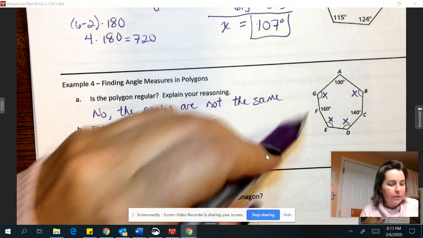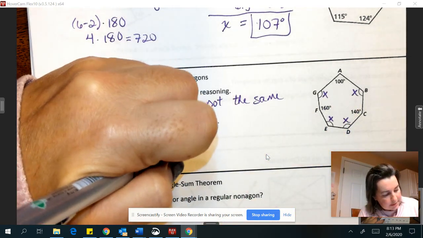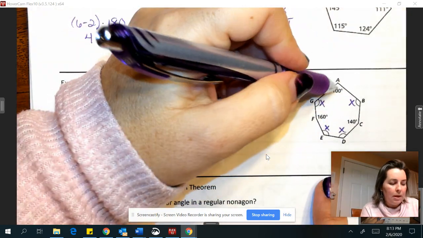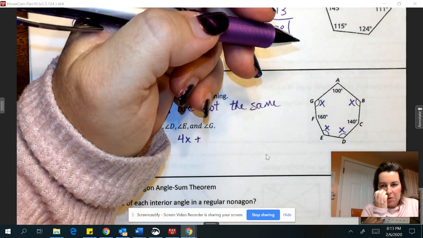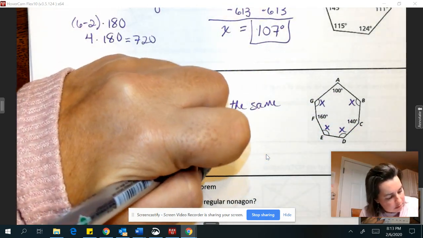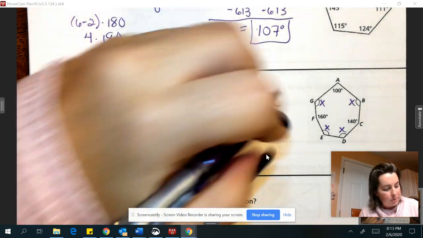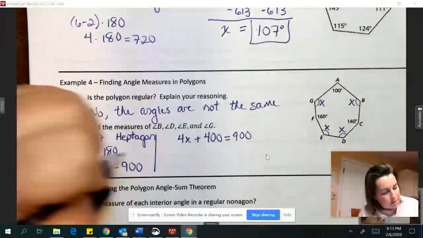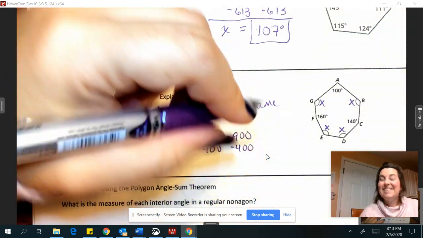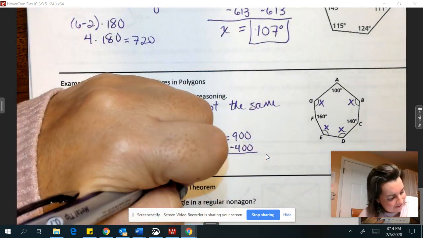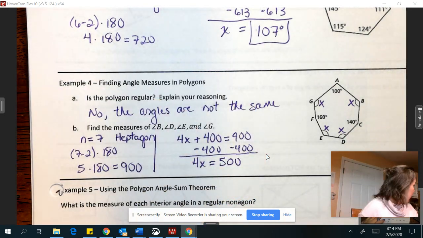Okay, so solving this equation, we would combine like terms. So there's 4 x's, so we'd have 4x. And then we need to add up these 3 angles, so 100, 200, 300, plus 60 plus 40 would be 400. And that has to equal my angle sum, so it has to equal 900. So then I would subtract 400. And then I've got 4x equals 500.